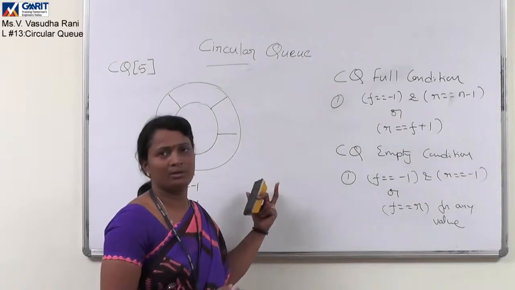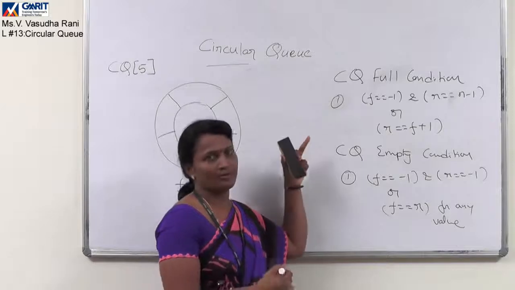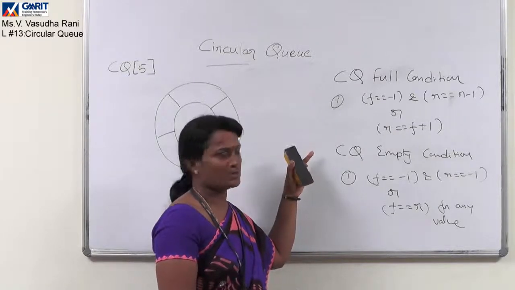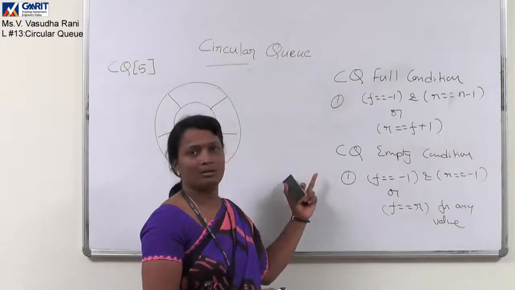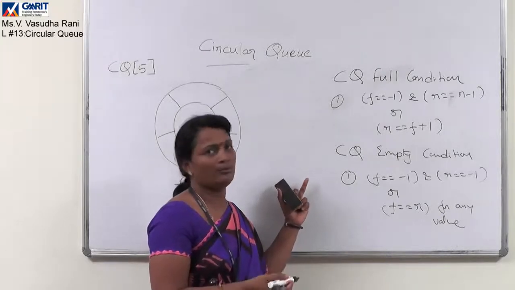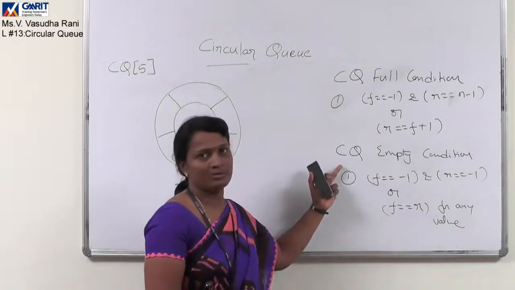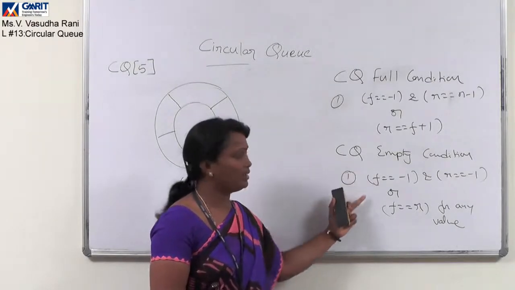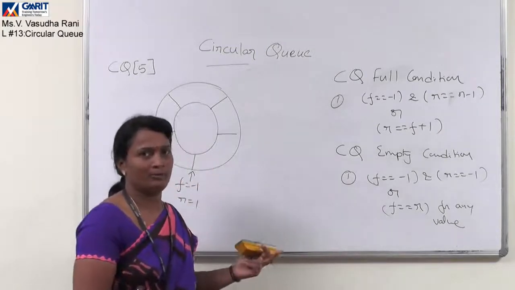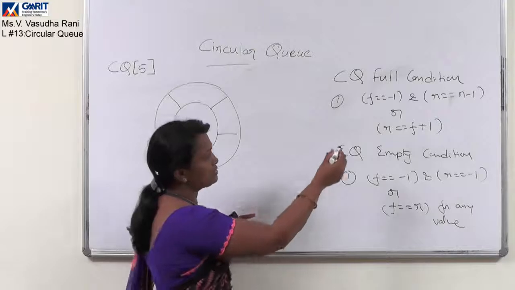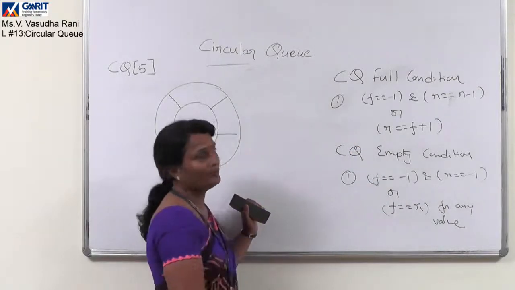If it is already full, we can't go for an insertion. So if it is not full, then we can do the insertion. Similarly, for the circular queue deletion operation, if the circular queue is already empty, we can't perform the deletion operation. So first of all we have to check the circular queue empty condition. If it is not empty, then only we'll go for performing the deletion operation. So these are the conditions identified for circular queue full and circular queue empty.